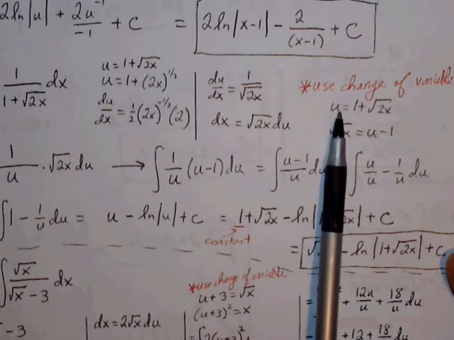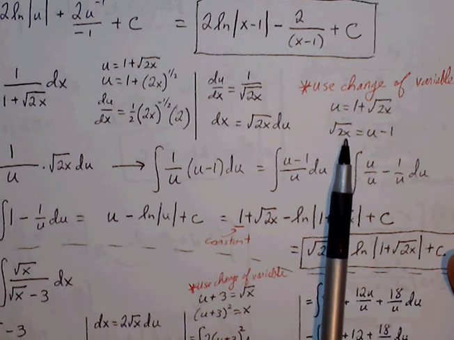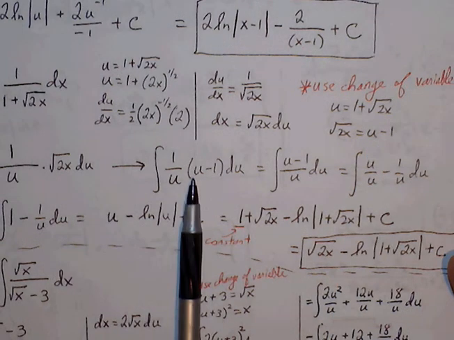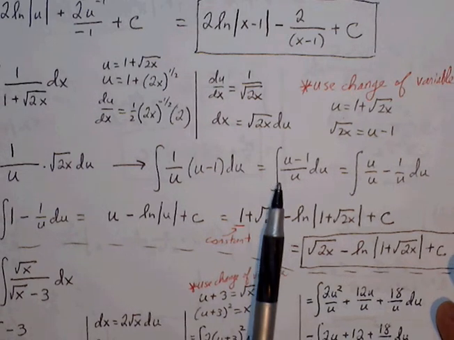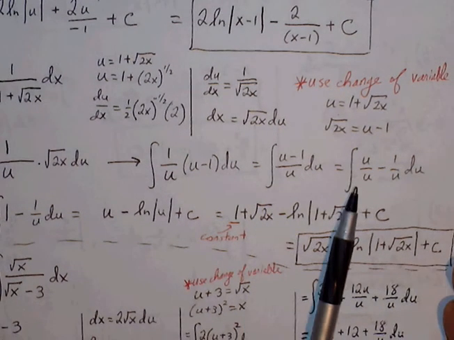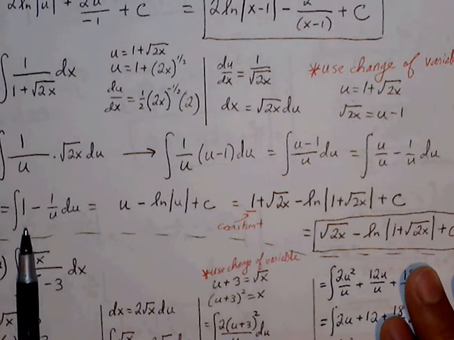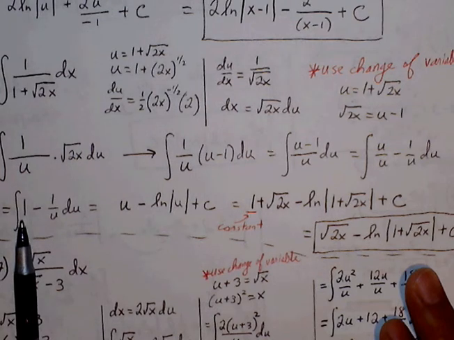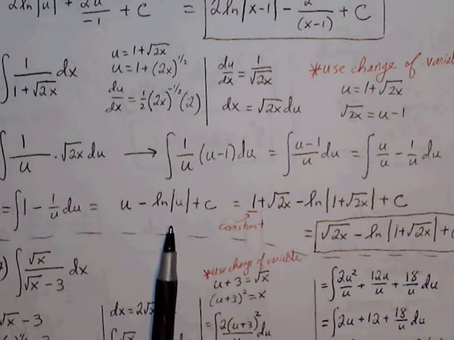We know our assignment for u is 1 plus square root of 2x. If I solve for square root of 2x, it's simply u minus 1. So I make that substitution, 1 over u times u minus 1 du. Split up into individual terms, which is u over u minus 1 over u. Continue simplifying. Integral of 1 minus integral of 1 over u. This is simply using power rule, so 1 becomes u. Integral of 1 over u is simply natural log of u plus c.